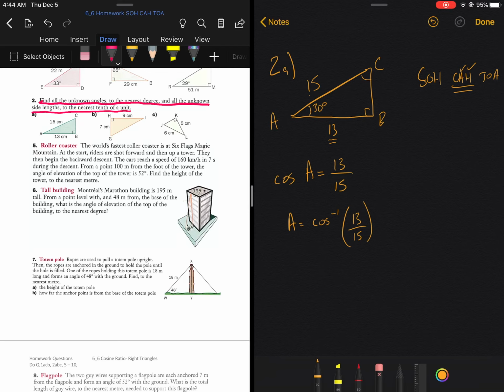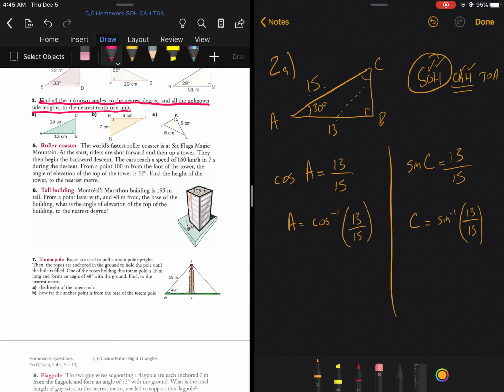Let's say we did C first, because we could have done C first. How would we solve for C? Well, 13 is opposite C, and 15 is the hypotenuse. So we have opposite and hypotenuse, so we're going to use sine. Sine of C equals opposite, 13 over 15. So then C is going to equal inverse sine 13 over 15.